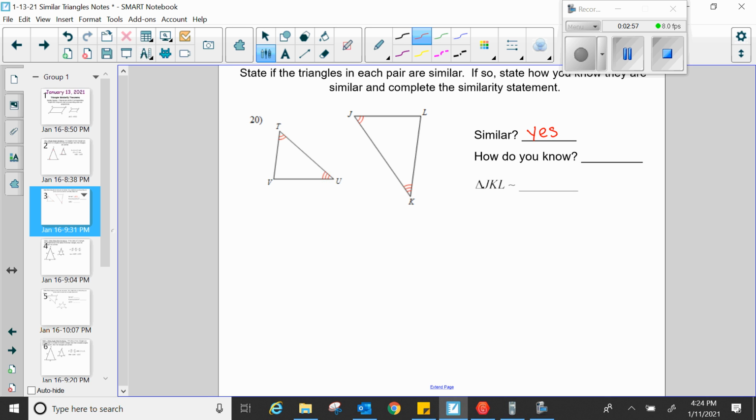I know it because of the angle-angle similarity shortcut, because I don't have to show all three sides and all three angles with this little shortcut. All I have to show is that two angles here are congruent to two angles here. So because they are similar, we're going to fill in the similarity statement. So they call this bigger triangle, triangle JKL. So that means I have to call the other triangle, triangle TUV. So that is angle-angle similarity. It's a nice little shortcut.